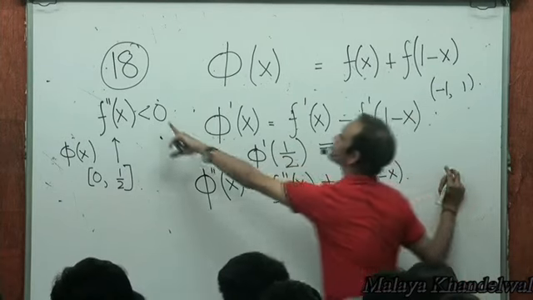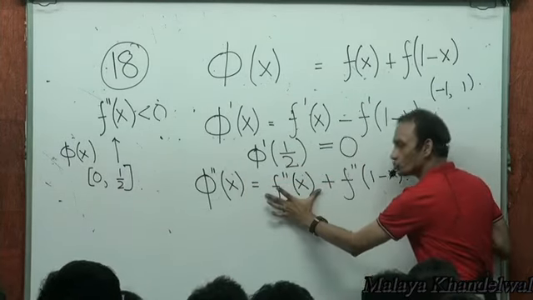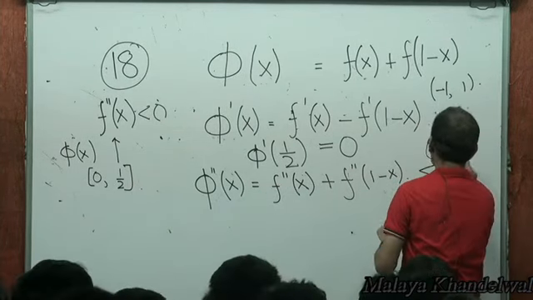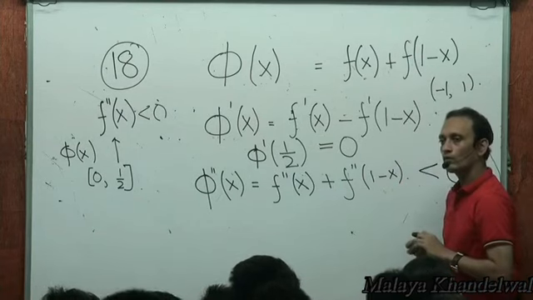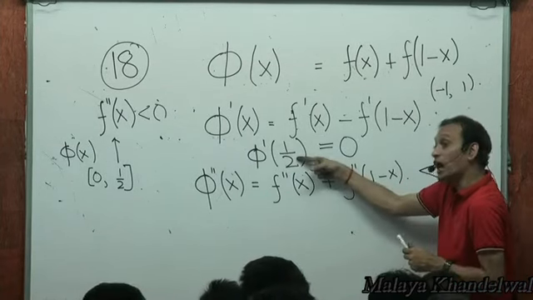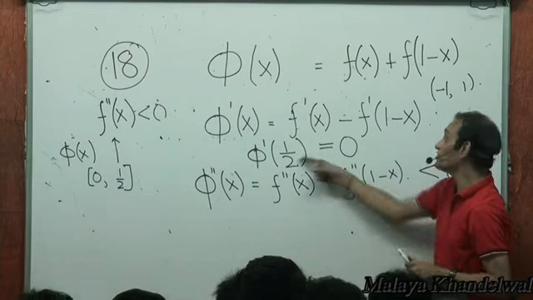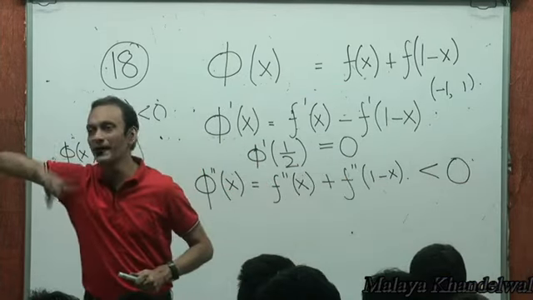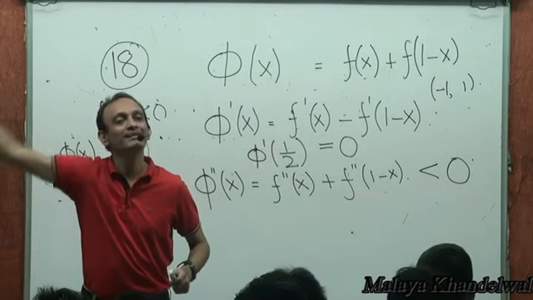Oh, less than 0 is given. Sorry. F double dashed is less than 0. So this is less than 0, this is less than 0, so this sum will be less than 0. That means the second derivative at half will be less than 0. The first derivative is equal to 0. Half must therefore be a local maximum. X equal to half must therefore be a local maximum.